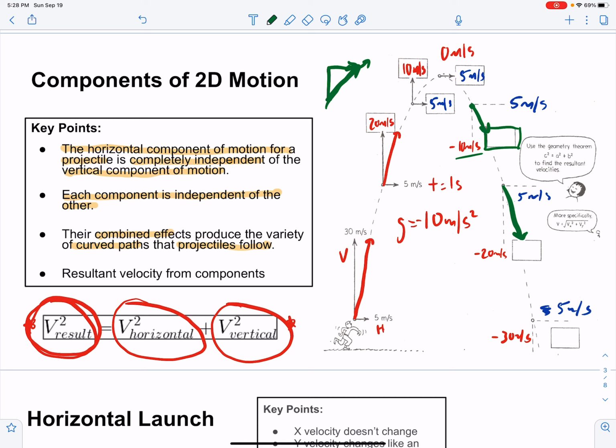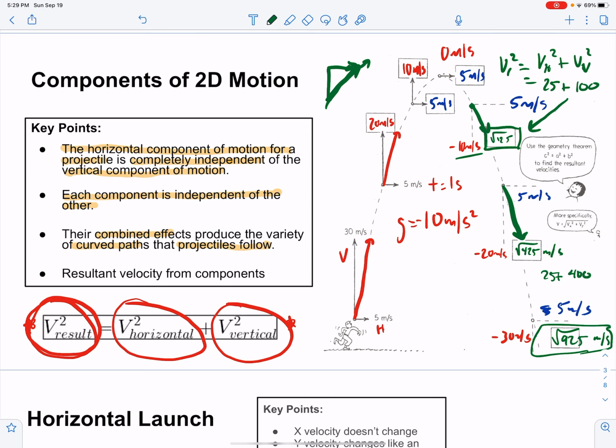Okay, let's try and calculate it here. We have resultant squared is equal to our horizontal squared plus our vertical squared. So we have 25 plus 100, so this is the square root of 125. Same thing down here. We have 20 squared, so 20 squared becomes 400 plus 25, so this is the square root of 425 meters per second. Then we have the square root of 925 meters per second. Okay, how did I get those? I used this equation right here.